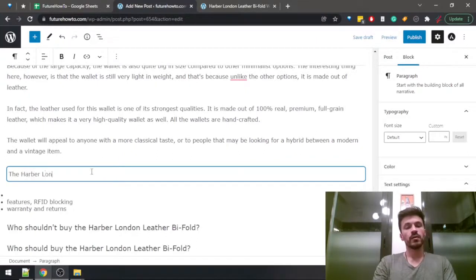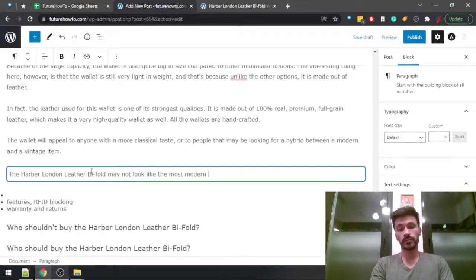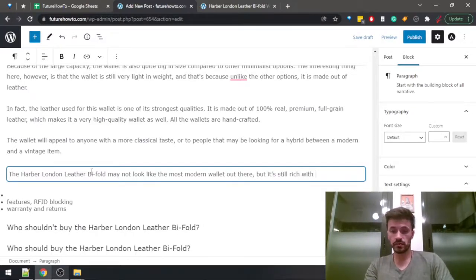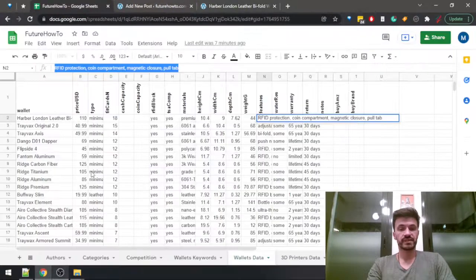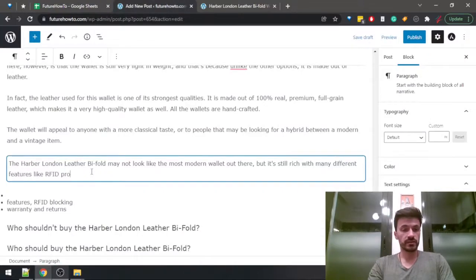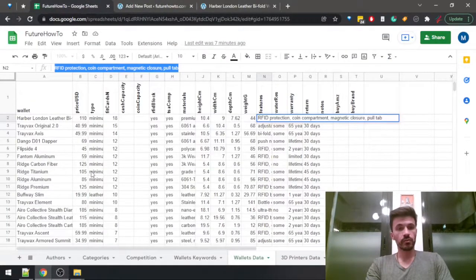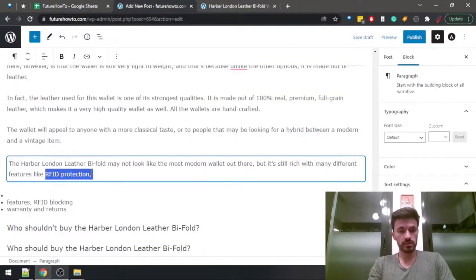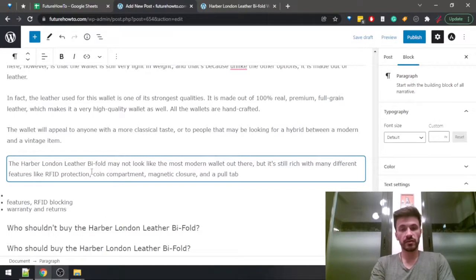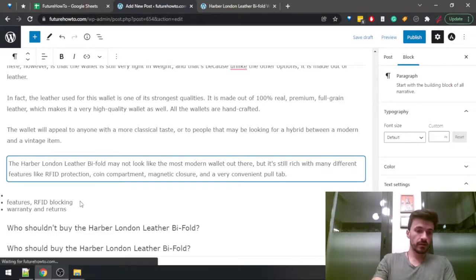The Harbor London leather bifold may not look like the most modern wallet out there, but it's still rich with many different features, like RFID protection, coin compartment, magnetic closure, and a very convenient pull tab. Perfect. Warranty and returns.